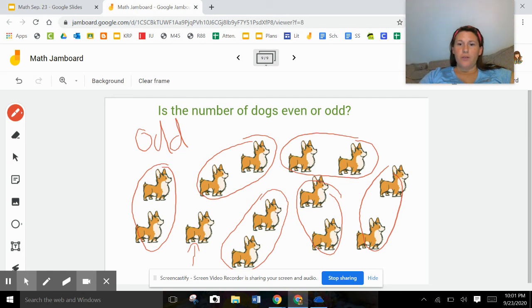If our poor little buddy Fluffy right there had a buddy and we were able to circle him, that would give us 2 groups that we could place both of those corgis in, giving us 2 equal groups, each having 1 corgi in it. Everybody has a buddy, that gives us an even number. But that's not the case in this picture. We had 1 corgi that was all by himself. He didn't have a buddy. So the number is odd. Okay, guys, it's not tricky. Don't make this harder than it has to be.